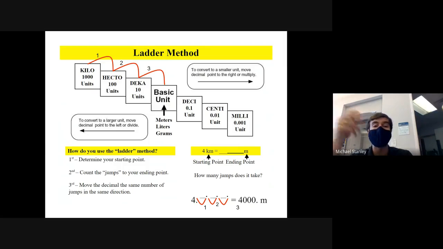After you do it a lot, you kind of get the hang of it and you're able to do it kind of in your head. When you're first starting out, using this ladder method I found is the easiest way to go. You do starting point, ending point, count your jumps, and then do that same number and same direction of jumps with your decimal point in your number.